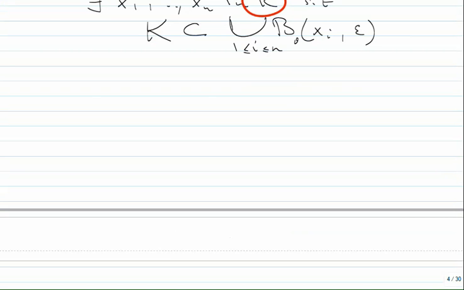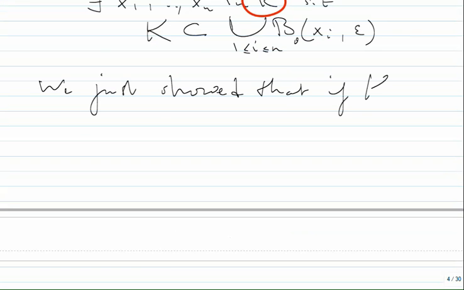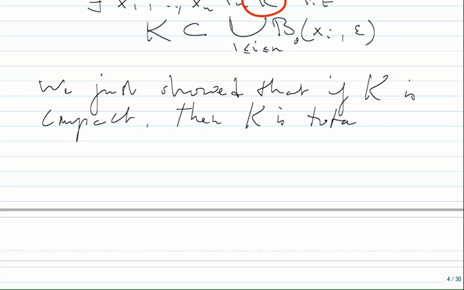So what we proved now is that if K is compact, then K is totally bounded.